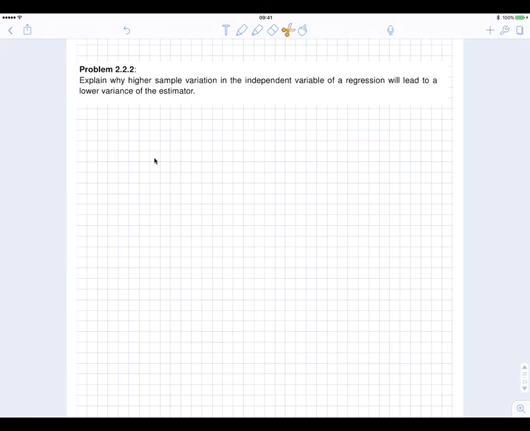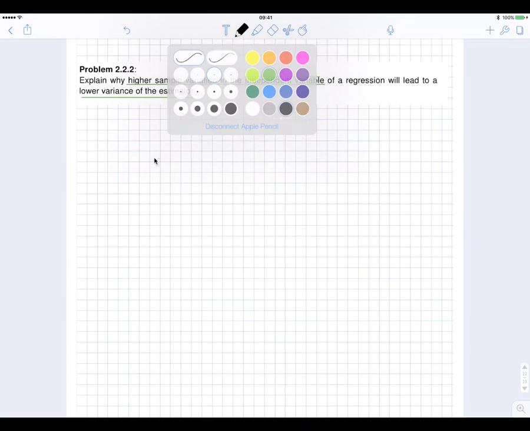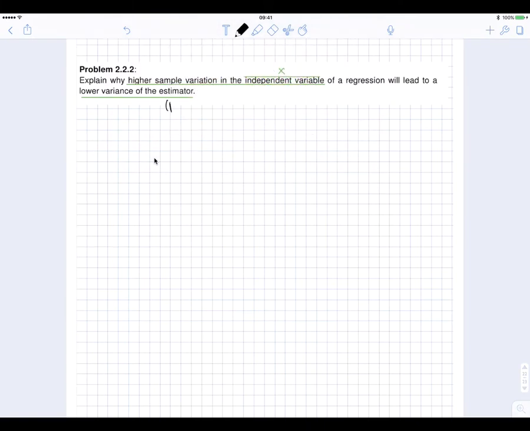Okay, so in question 2, it's asking why a higher sample variation in the independent variable, which is the x, will lead to a lower variance in the estimator. Which estimator? Well, the beta hat, right? It's not immediately clear whether it's beta 0 or beta 1, but it doesn't matter which one you pick, so let's pick beta 1 hat.